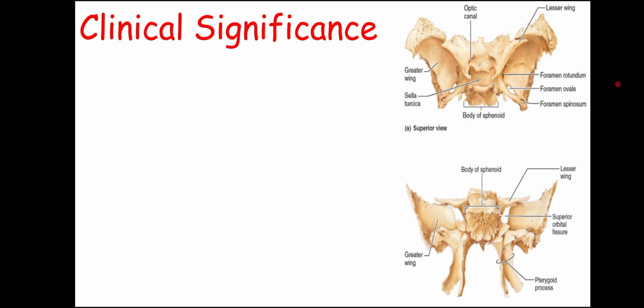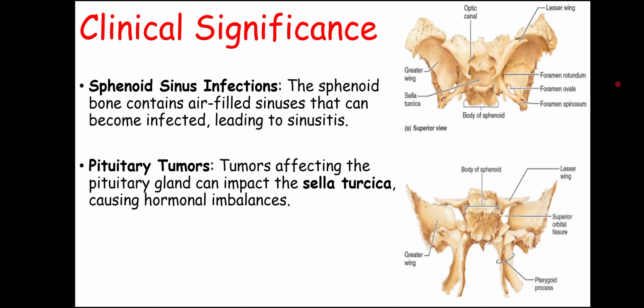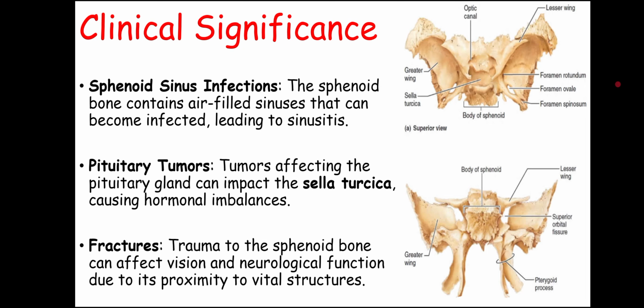Now let's talk about the clinical significance of the sphenoid bone. The clinical significance includes sphenoid sinus infection. That is, the sphenoid bone contains air-filled sinuses that can become infected, leading to sinusitis. The second significance is pituitary tumor. A tumor affecting the pituitary gland can impact the sella turcica, causing hormonal imbalances.